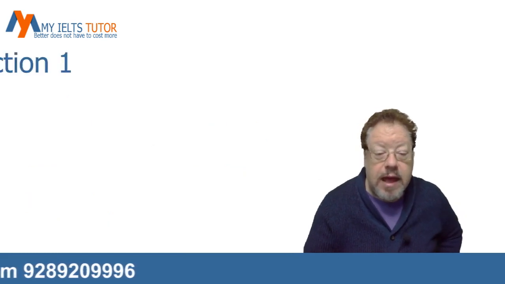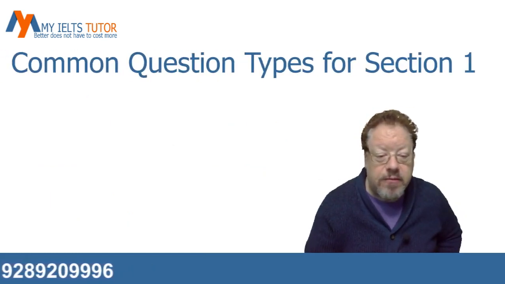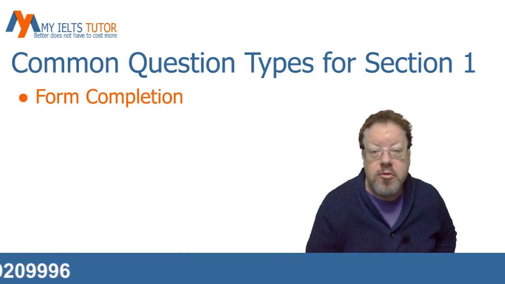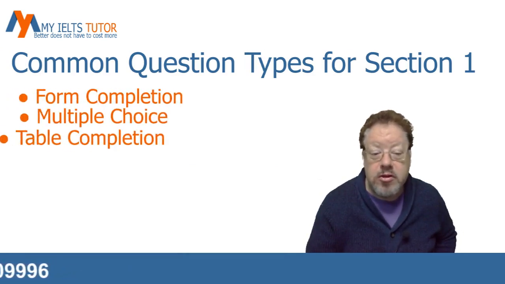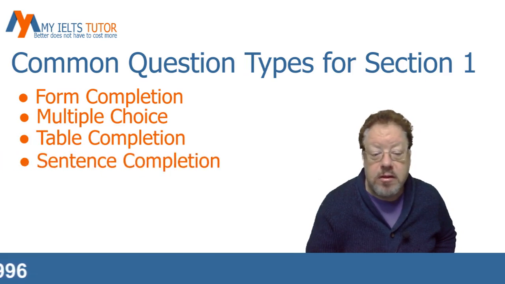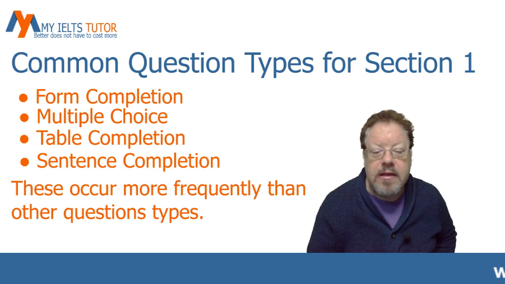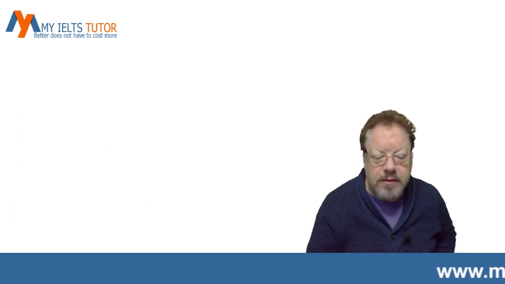Now, you have several common question types for Section 1. These include form completion, multiple choice, table completion, and sentence completion. You could have these questions in other sections, except maybe form completion, but you'll find these more so in Section 1. Okay, so now let's move on.